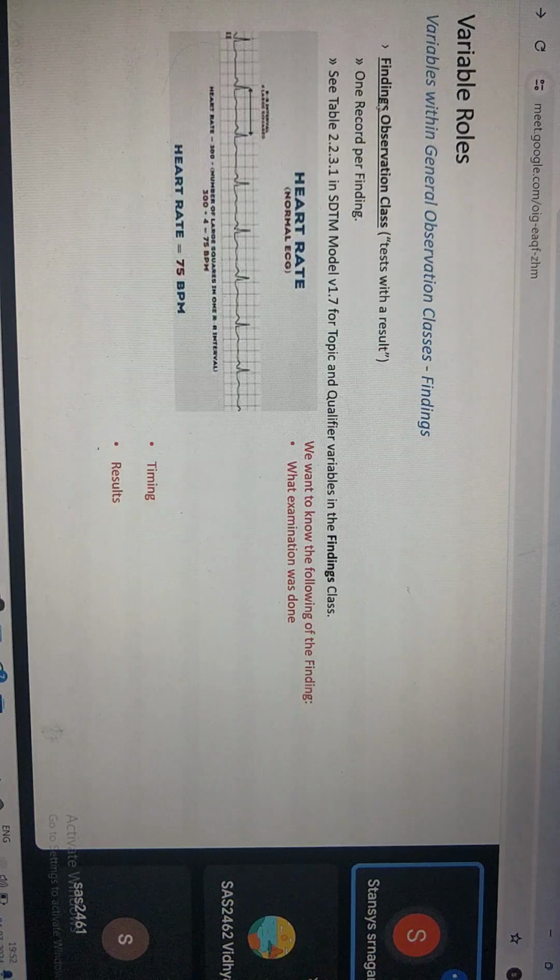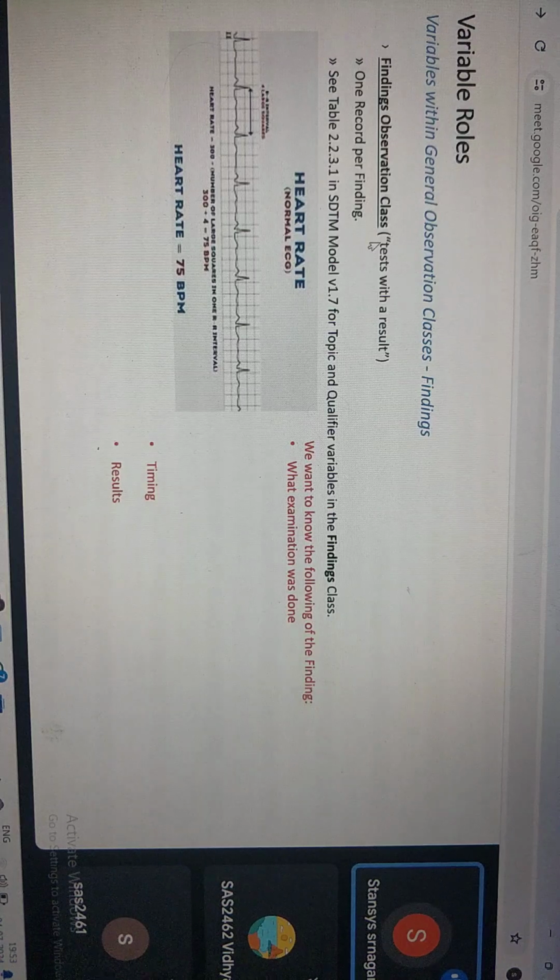When it comes to the findings, as I said, it's about the test code related things. When it comes to the findings domain, what is the key information? Test name. What was the examination done? RBC, WBC, pregnancy test, urine analysis, pH, whatever the test they have done. The test name is the key information for the findings. What was done is the test name. Each and every test. That is a topic variable. So the test is the test name.